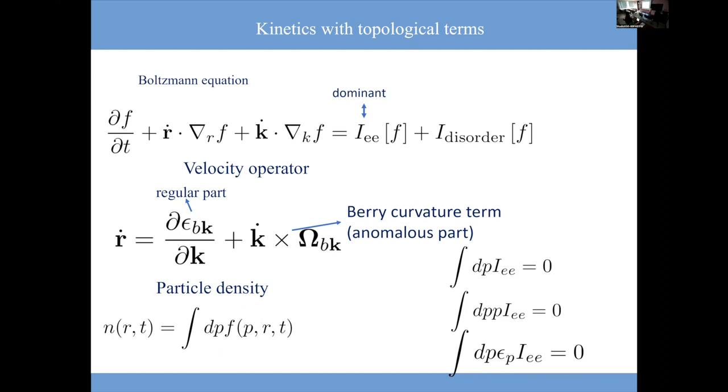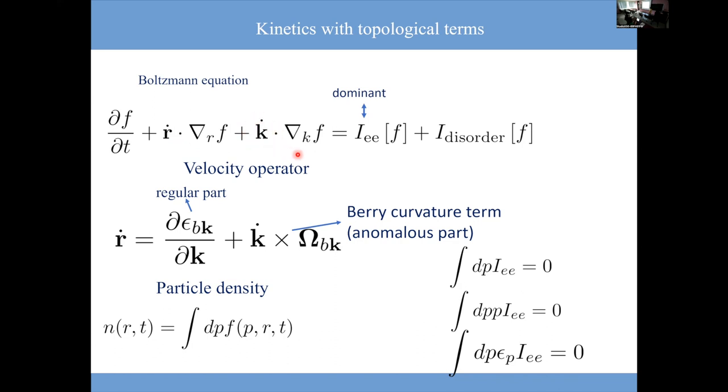Okay, so how do we derive hydrodynamic equations? My favorite way is to start with the Boltzmann equation. This equation describes the evolution of the distribution function in phase space. So f is the distribution of electrons in phase space: what is the number of electrons at a certain point in phase space, at position r, momentum p, at time t? And there is this equation called the Boltzmann equation. The left-hand side is just a drift term. It says that the probability of electrons evolves with the velocity r dot and force k dot, so it evolves in k space.